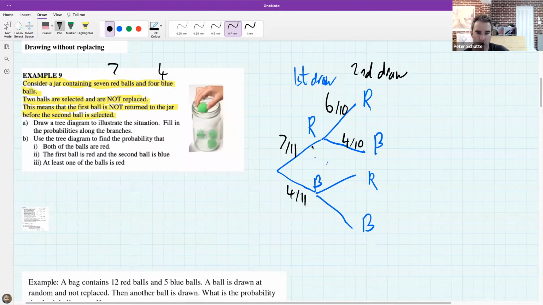Now let's go to the blue. Let's imagine that instead of choosing a red to start with, I chose a blue. So it was 4 out of 11. But now I'm choosing on my second go, what is the probability of choosing a red on my second go on this branch? What's that going to be?